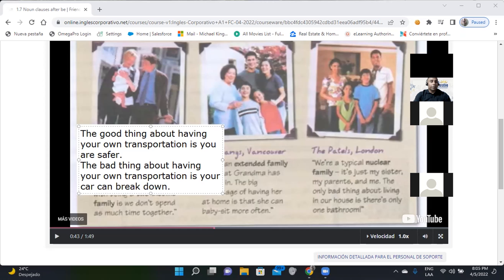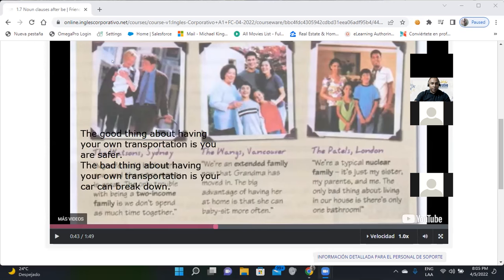Okay. Do you have any questions referring to these types of noun clauses? No. Oh, teacher is clear. Okay. Let's see another example.